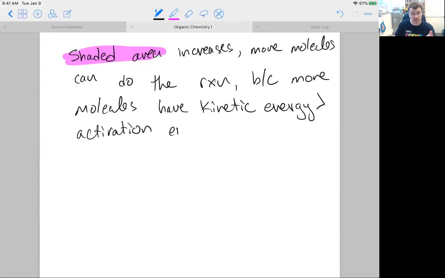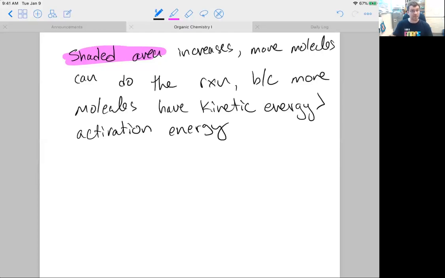So the activation energy doesn't change. By increasing the temperature, we shift the average kinetic energy over. If we shift the average kinetic energy over, we're going to shift the entire distribution of molecules over to the right, increasing the number of molecules that have a higher kinetic energy than that activation energy.